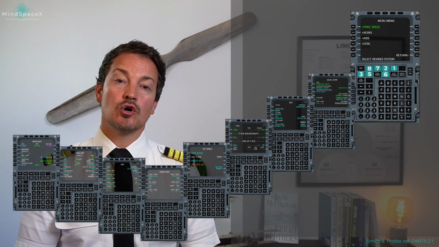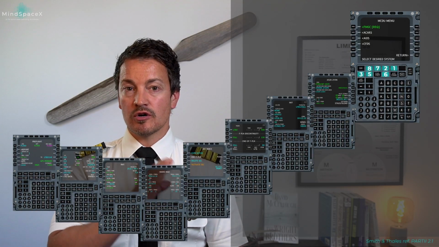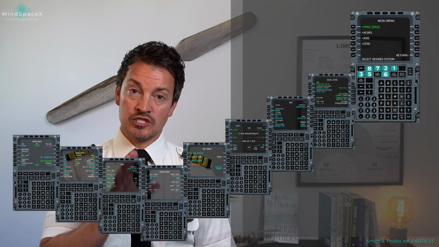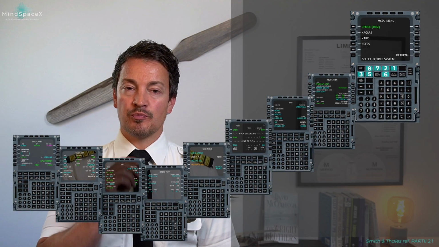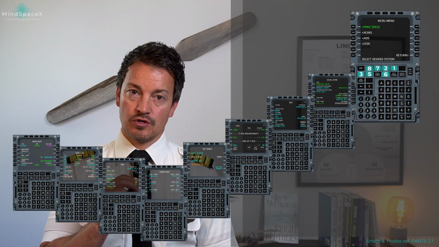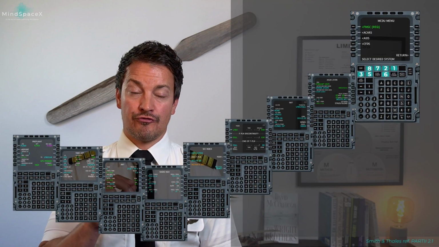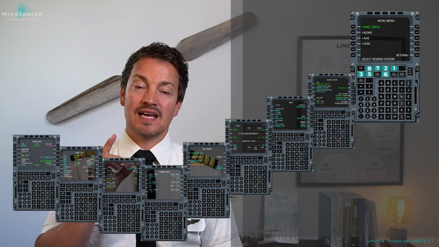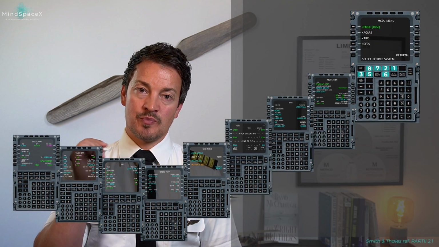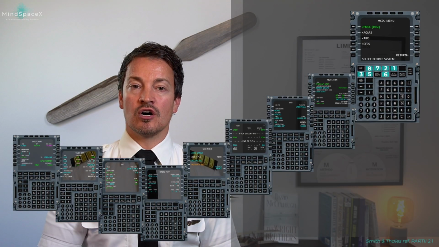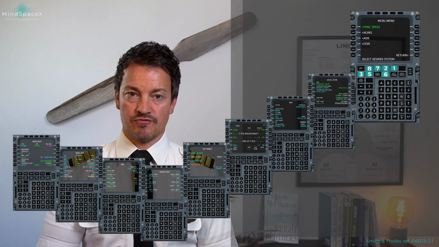The very last page was the progress page, and the progress page was used for situational awareness. We set in the departure threshold. In my case here, it was LFBO 14 right, to give us an exact bearing and distance back to that threshold in case of an emergency right after takeoff.